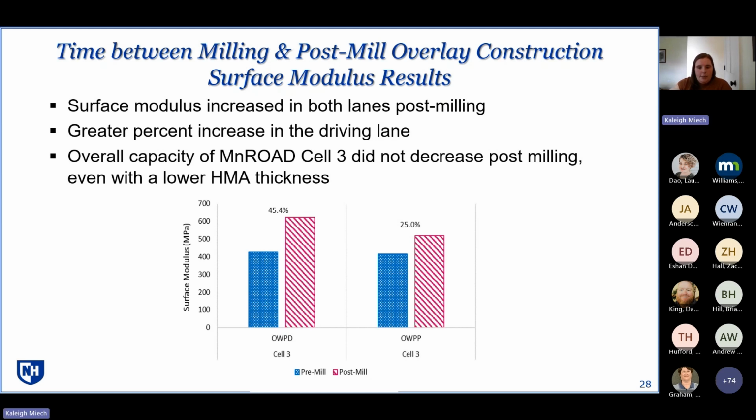And this Min-Road Cell 3, like I said on the previous slide, correlates to the cores collected immediately after milling. And so, like I said, even with the lower HMA thickness, the overall capacity of the cell 3 pavement structure did not decrease. And thus, it can be assumed that there was no damage to the cell from the milling activity when the cores were collected directly after milling.